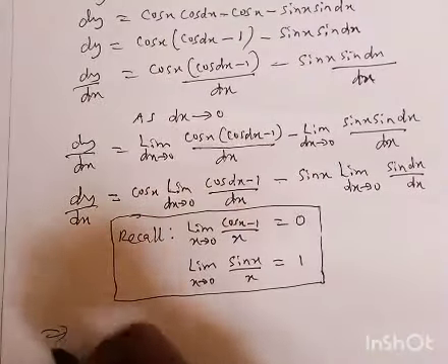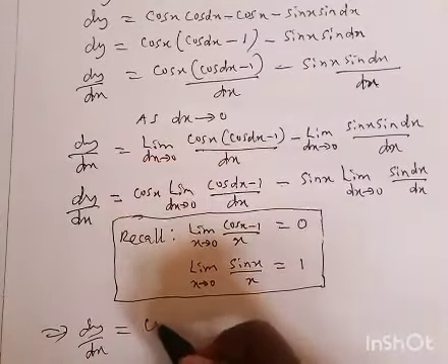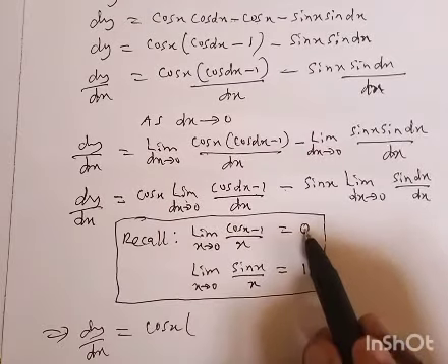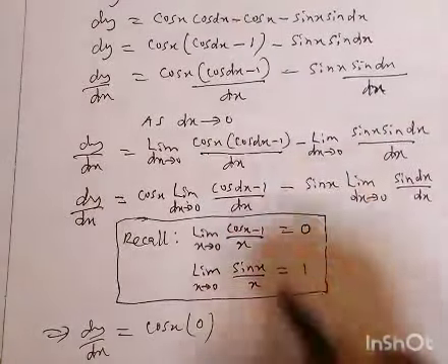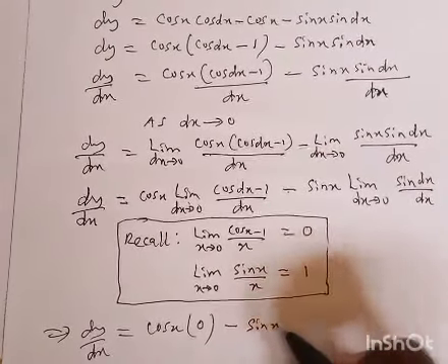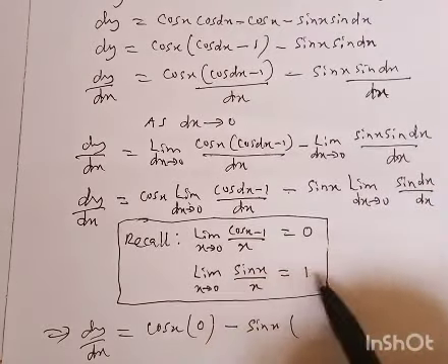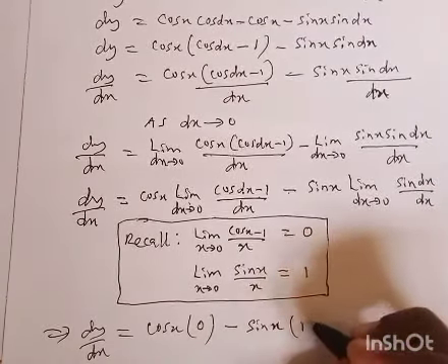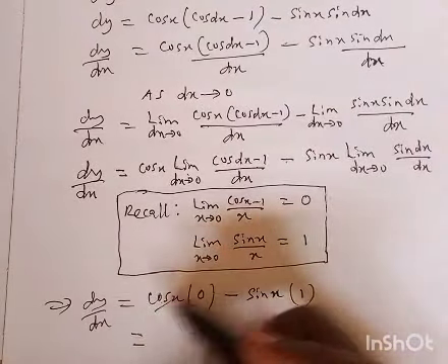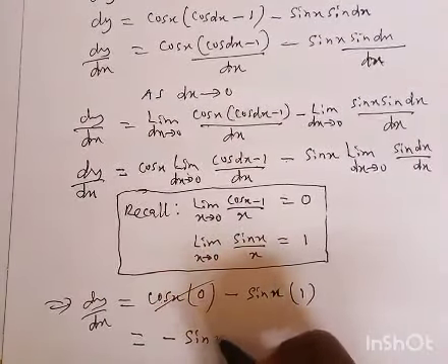So this implies our dy over dx equals, here we have cos x into the limit as dx goes to 0 of this, which is going to give us 0 here. Then minus sine x into the limit of this as dx goes to 0, which is 1. So you write your 1 there. So your dy over dx is finally cos x times 0 is 0, then minus sine x times 1, which is minus sine x.